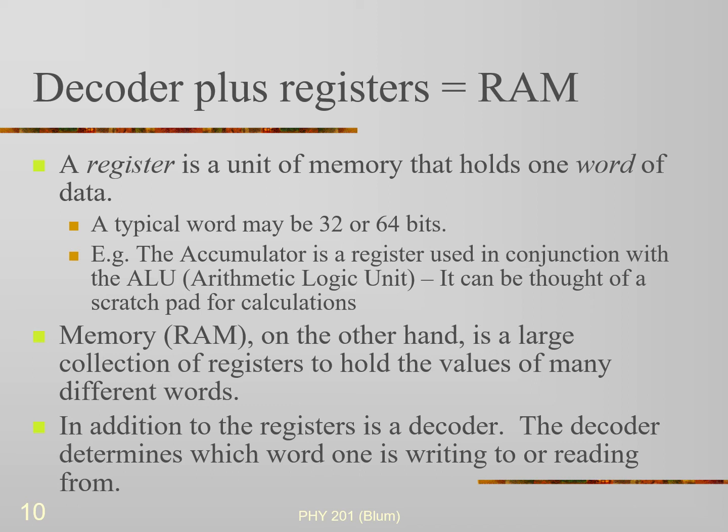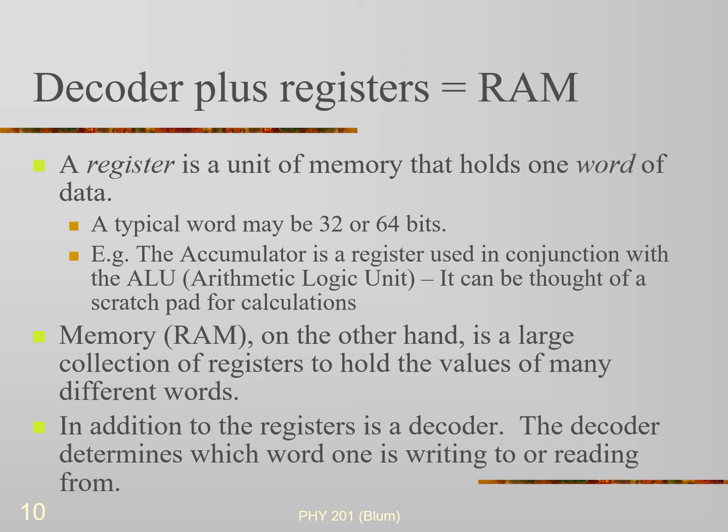So here we want to discuss the role of a decoder in RAM, random access memory. A register is a unit of memory that holds a word. It may hold 32 bits or 64 bits. An example of a register is the accumulator. It's the register used in conjunction with the arithmetic logic unit, the ALU. You can think of it this way: the ALU is where the math is done, and so the accumulator is a sort of scratch pad, a temporary holding area for little answers until you finally arrive at your final answer, which you then will want to store somewhere.